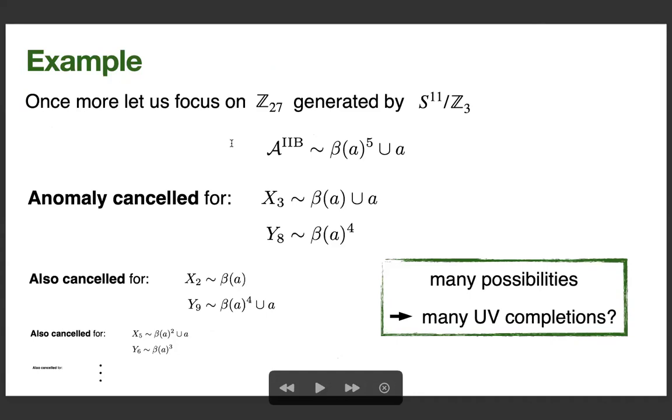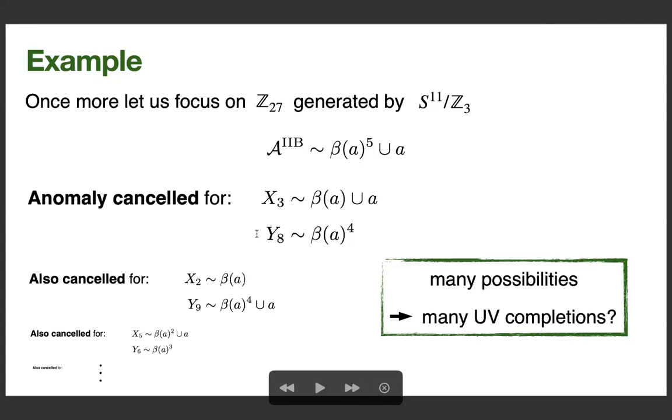So once more, let's focus on this Z27 factor generated by this 11-dimensional lens space. In fact, the anomaly field theory can be written as a cohomology class in terms of the duality bundle. And then all the full task that you have is just to split that into two parts. So for example, I can now associate the background gauge fields for these higher form symmetries with this characteristic class, so X3 and Y8. But I also could take X2 and Y9. I could take X5, Y6. So there is a lot of different possibilities of how to cancel this anomaly, the Z27 factor, by including higher form fields, a topological theory of higher form fields in type 2B.